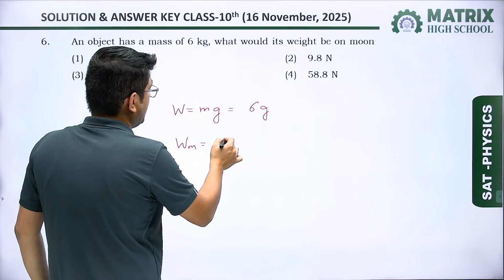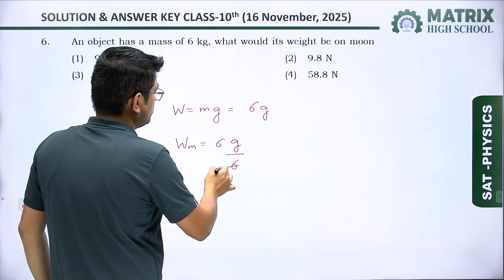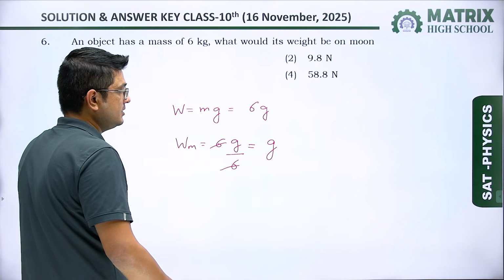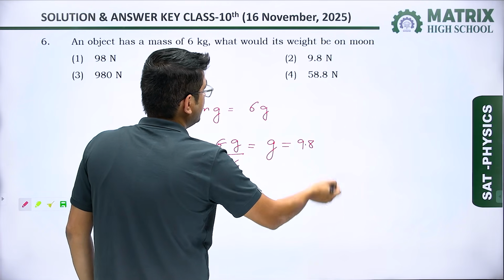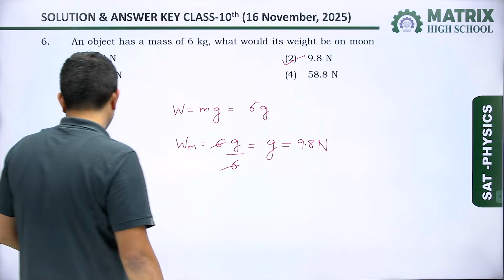That means mass is 6 and gravitational acceleration is g by 6. So in this case, the weight on moon becomes equal to gravitational acceleration on Earth's surface, that is small g, and its value is 9.8 Newton. That means option 2 is our correct answer.